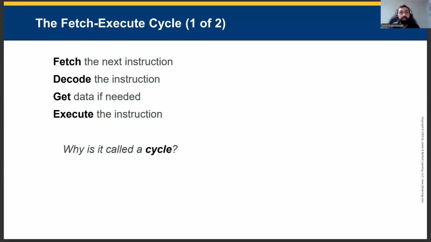Fetch execute cycle. Here's the rhythm. Fetch the next instruction using PC, decode it, figure out which operation and which operands, get data if needed from the registers or memory, and fourth is execute. Why cycle? Because when you finish, the PC advances and you do it again over and over.